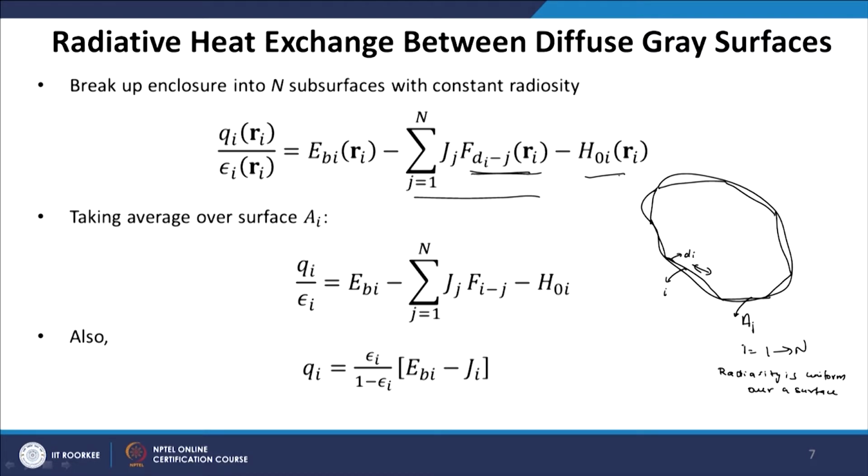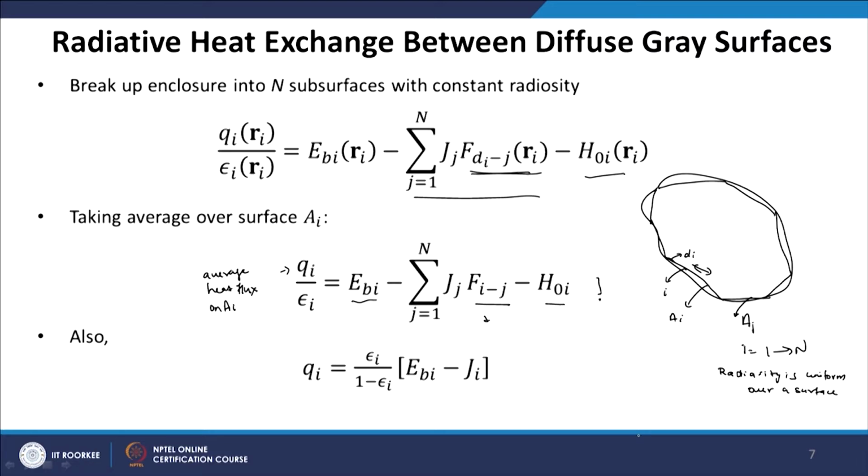Now, we will take the average. We take an average over the surface A I. This is the average heat flux on A I, the average emissive power. Then this is the view factor between finite element areas A I and A j. Again, this is going to be an average of the small element view factors, and then the average value of the irradiation. So, this is the first expression we have got.